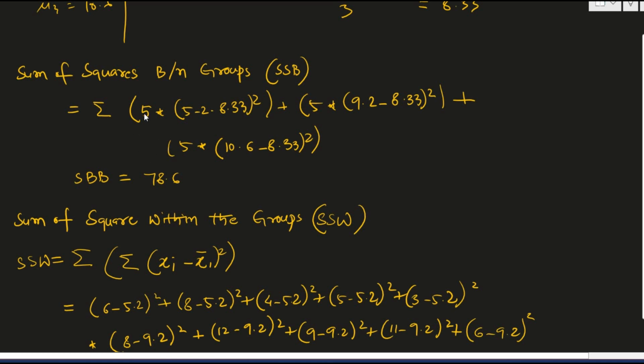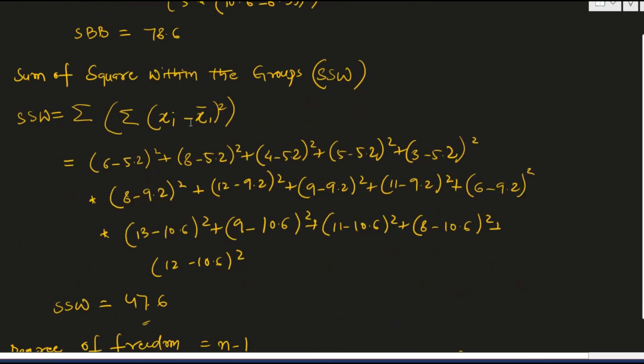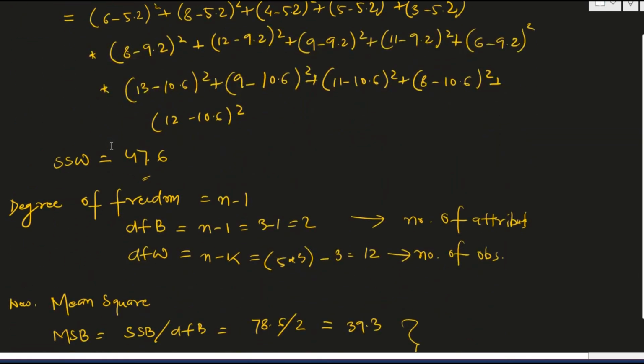This 5 is nothing but the number of observations. When we are trying to find the sum of squares within the group, this 5 is the number of observations, and then we find the difference between each data point and the mean value. Similarly, we are finding the sum of squares within the group.